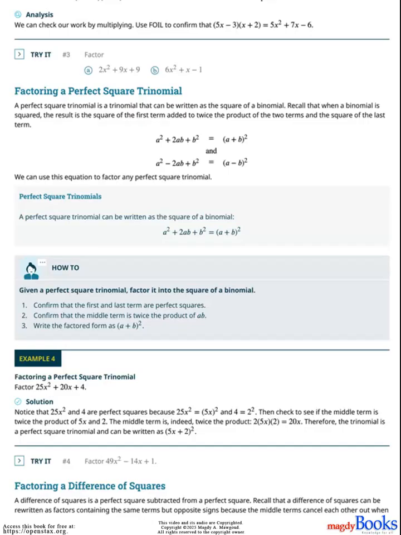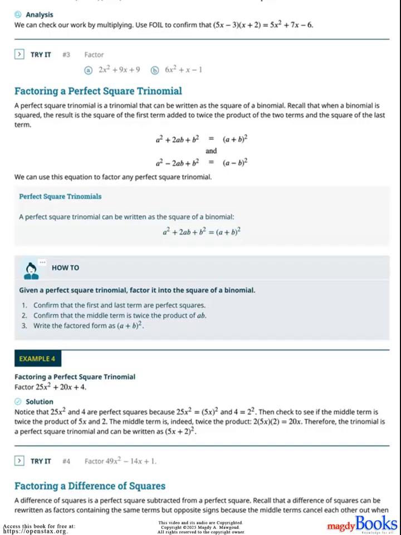a squared plus 2ab plus b squared equals (a plus b) all squared. And a squared minus 2ab plus b squared equals (a minus b) all squared. We can use this equation to factor any perfect square trinomial.